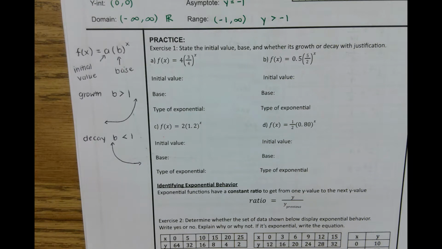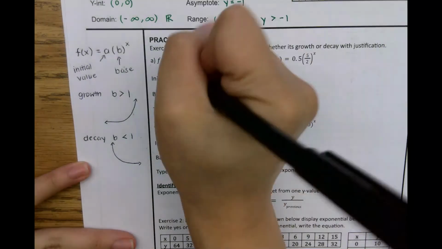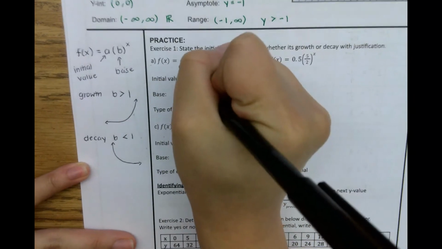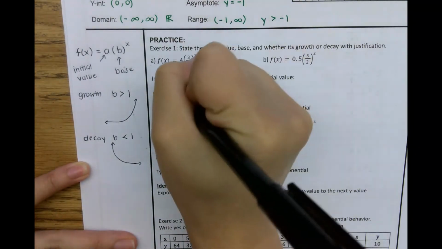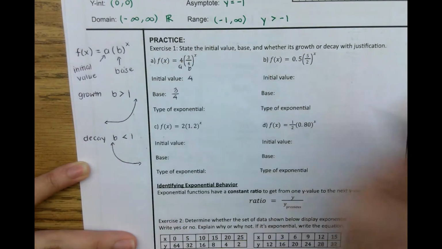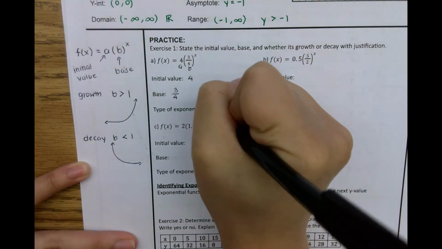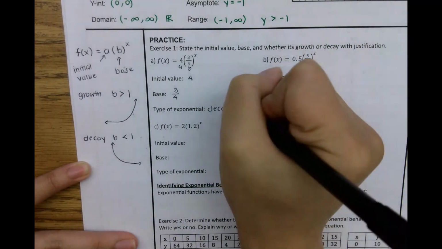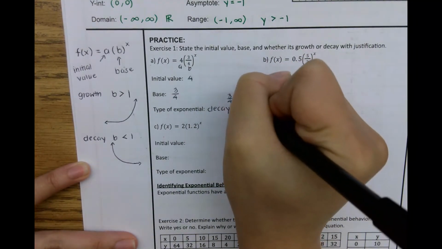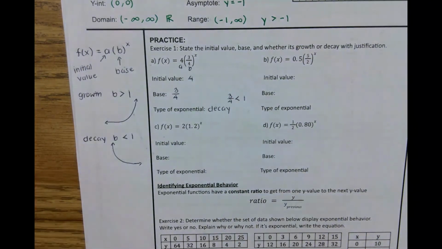So here, our initial value is 4, because that's where a is. Our base is 3/4, and it's going to be exponential decay, and the reason why is because 3/4 is less than 1. 3/4 we know as 0.75, and that is less than 1. So this would be an exponential decay.